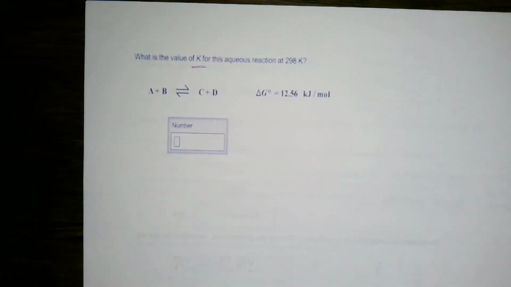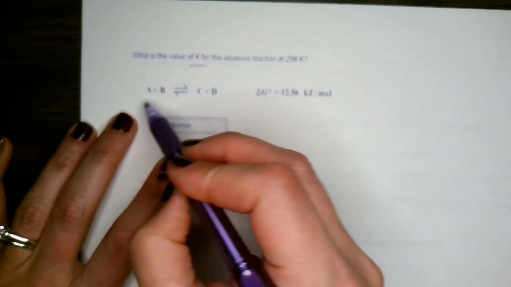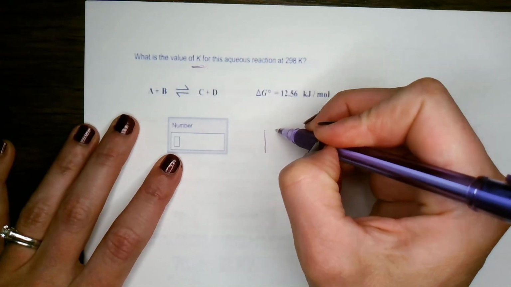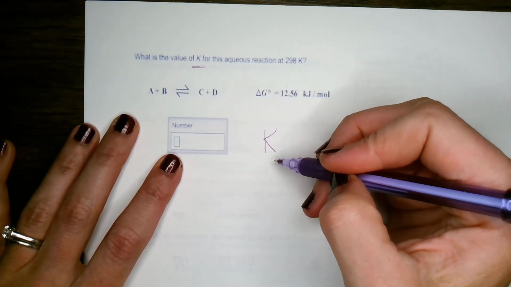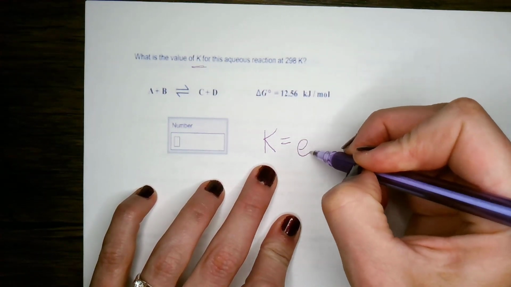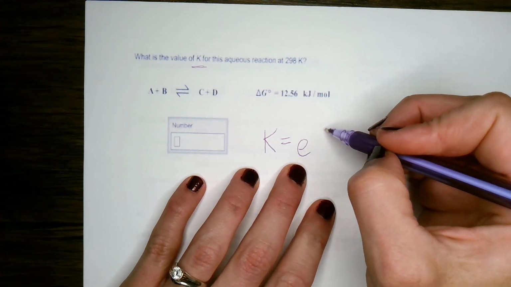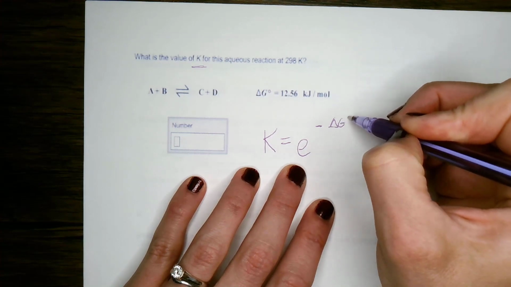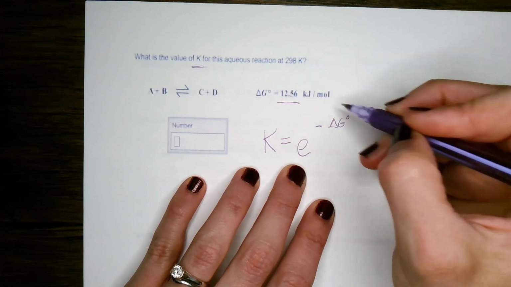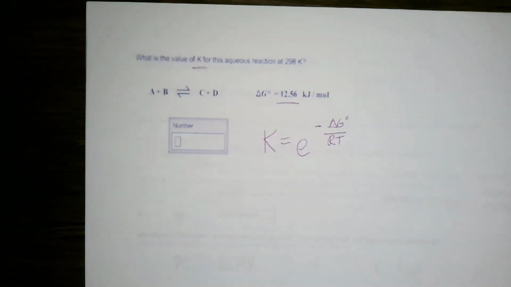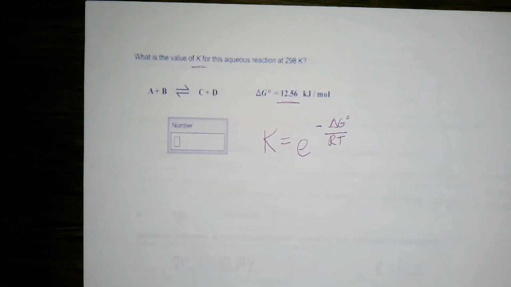All right, let's look at this. What is the value of K for this aqueous reaction at 298 Kelvin? So we're not even given a real, true reaction. But if we go back and look at just that previous slide, we know that we can find K, that reaction constant. K is equal to, again, Euler's number, the opposite of natural log, raised to the negative ΔG at standard conditions over RT.